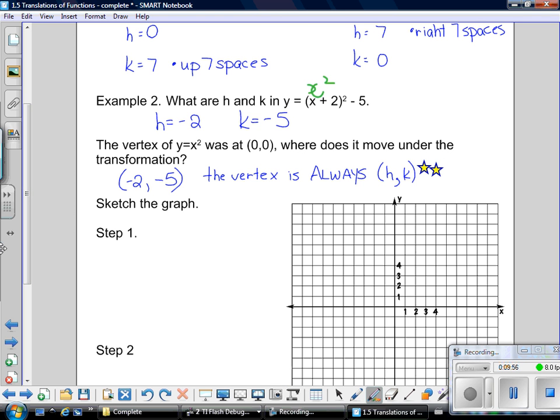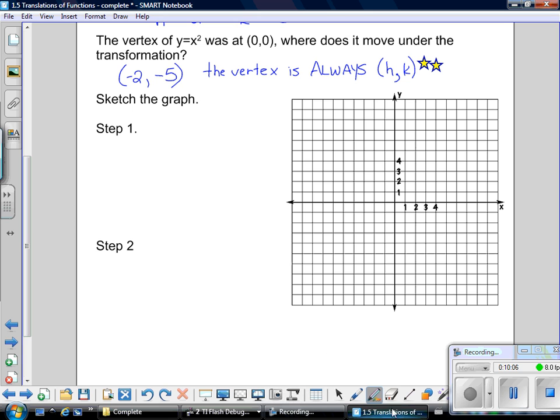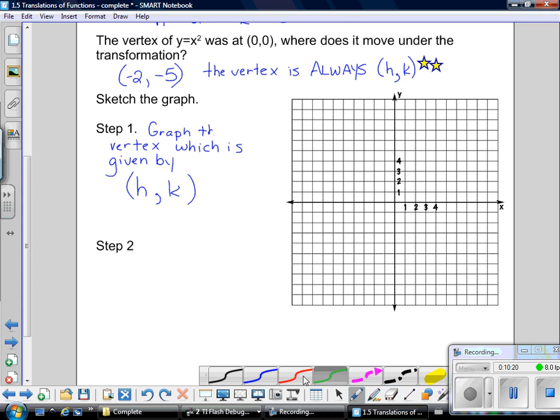Now we want to be able to graph. Step one when we're graphing is we're always going to start with the vertex. So graph the vertex, which is given by h, k. For A, for instance, we're doing this one here. So I would go over 2, down 5: 1, 2, 3, 4, 5. Okay, so there's my vertex.